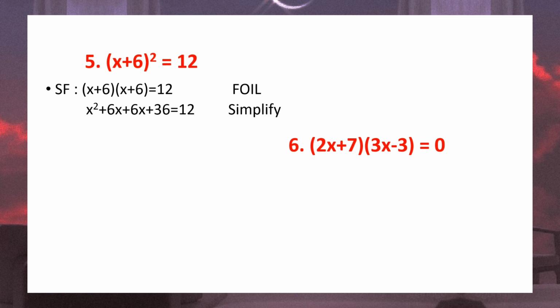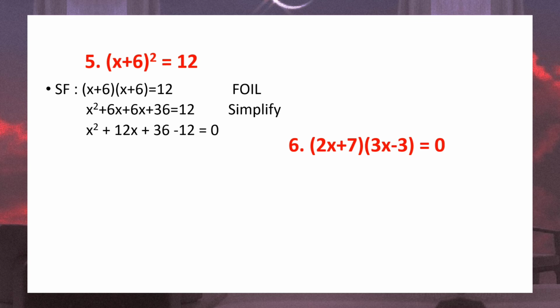So we can now simplify by simply using the CLT, or the combining like terms. So as you can see here, we have like terms 6x and 6x, and the result of 6x and 6x is 12x. So therefore, the standard form should be now, or the equation should be now equal to x squared plus 12x plus 36 minus 12 equals to 0.